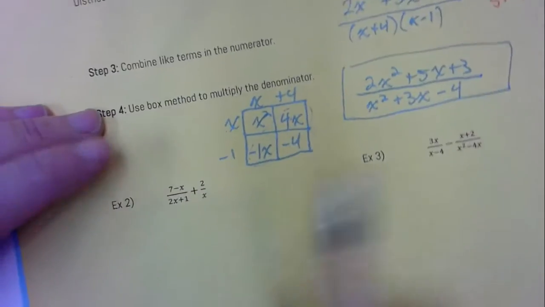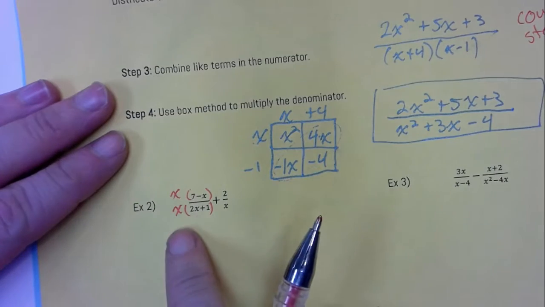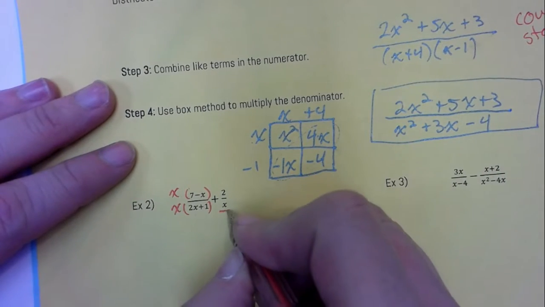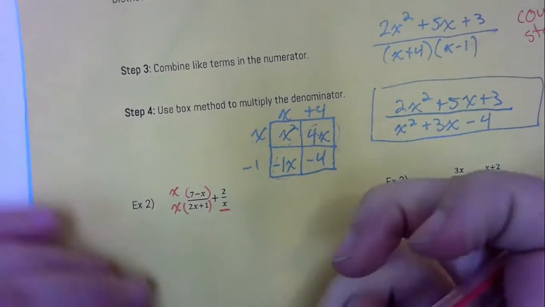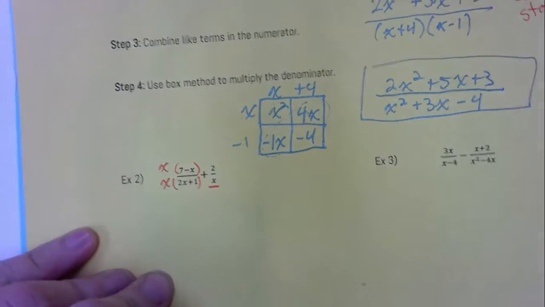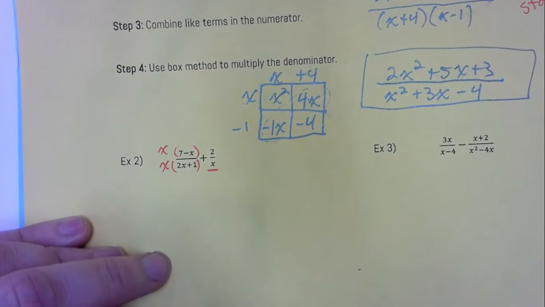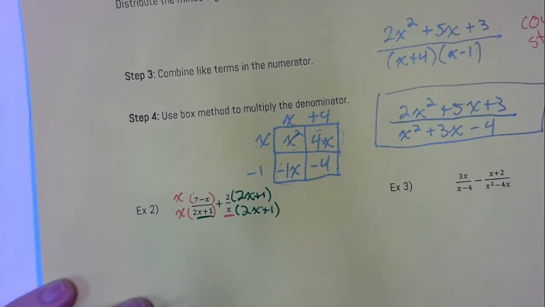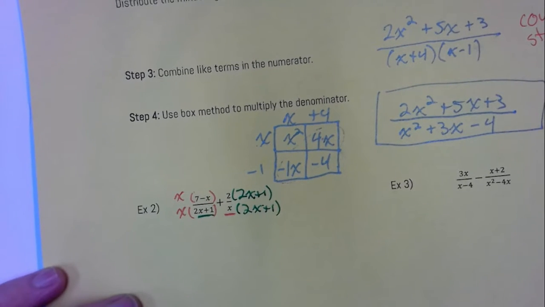So now, what do you think we're going to multiply the first fraction by? And hopefully you said we're going to multiply by x because that is the other denominator and they don't have any factors in common. Now, what are you going to multiply the second fraction by? See if you can figure it out. And hopefully you said you're going to multiply the second fraction by this denominator, 2x plus 1.